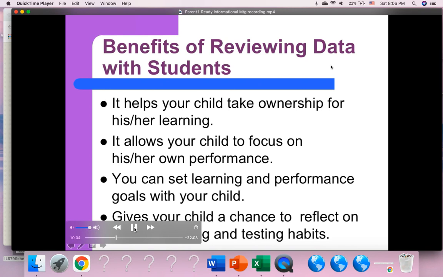And it gives your child a chance to reflect on his or her learning in testing habits.